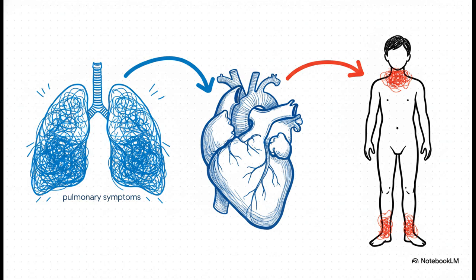When the left side of the heart fails, fluid backs up into the lungs. That's where you get your crackles, your difficulty breathing, that classic pink frothy sputum. And for the other side, R is for right, and R is for the rest of the body. When the right side fails, fluid backs up everywhere else. That's what gives you the swollen legs, the jugular vein distension, or JVD, and a swollen belly from ascites.